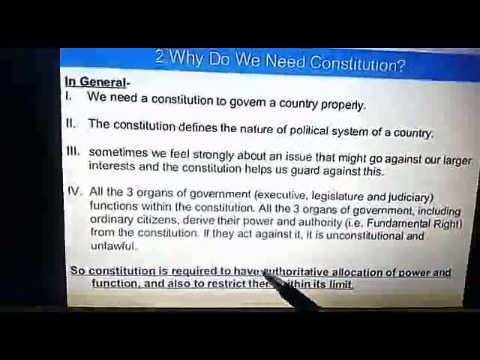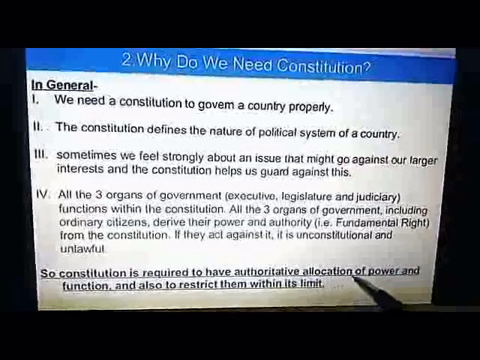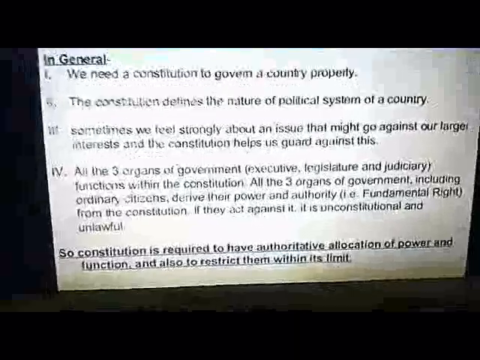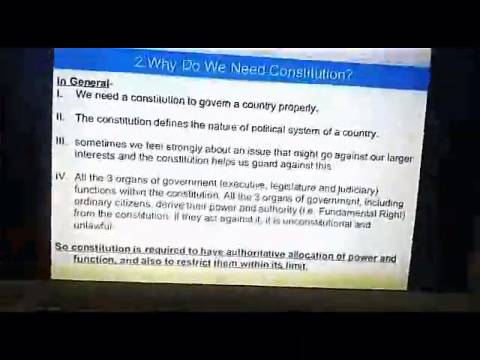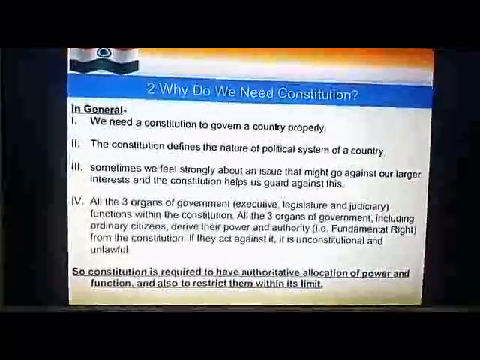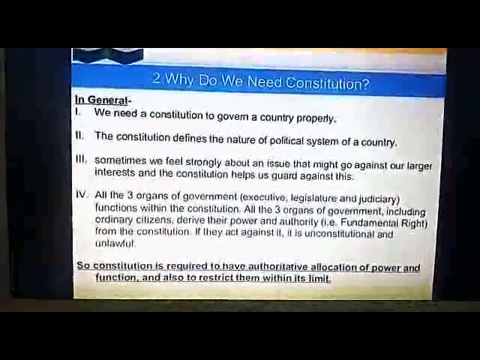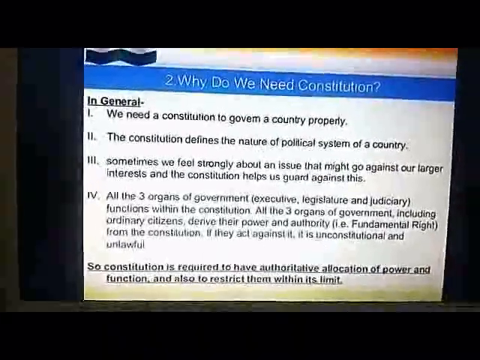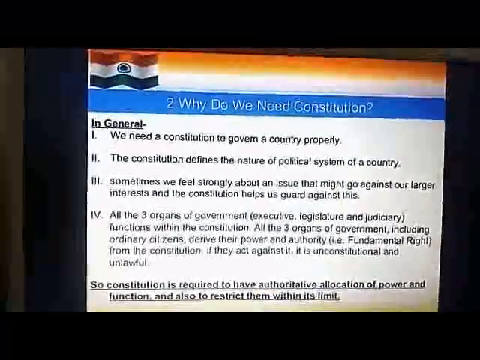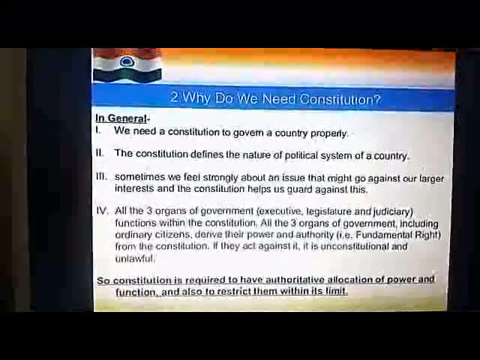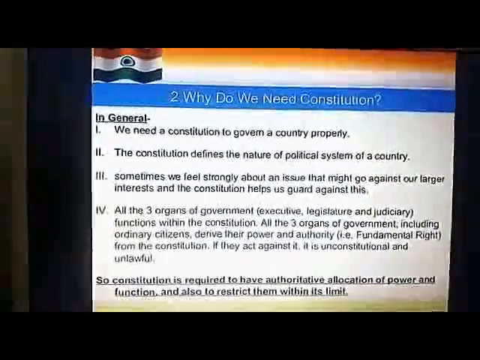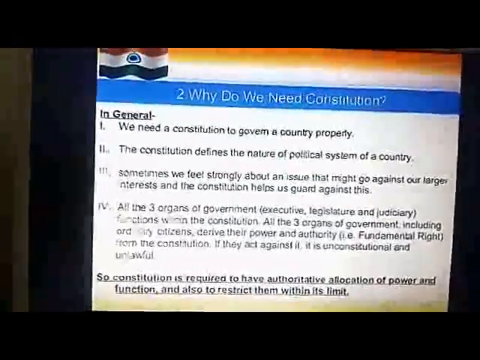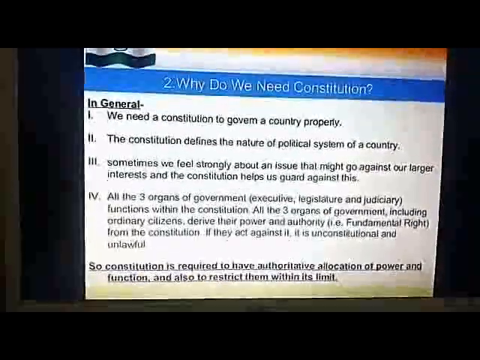So the constitution is required to have authoritative allocation of power and function, and also to restrict them within its limits. So that is the reason it is very important to have a constitution in a huge country like India, which has a number of religions, number of castes, number of different individuals living together, so that the country is governed in a proper way, and it regulates on a larger basis, in a rightful manner. So that is the reason we need a constitution.